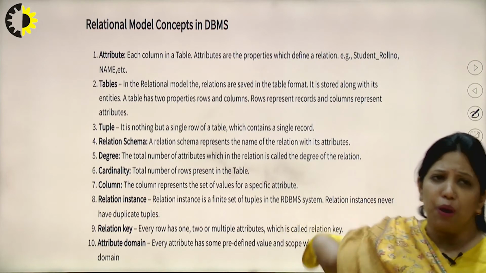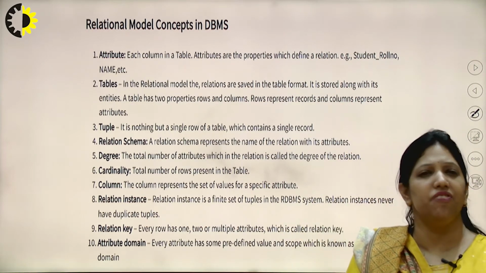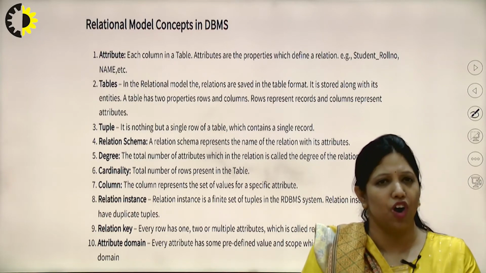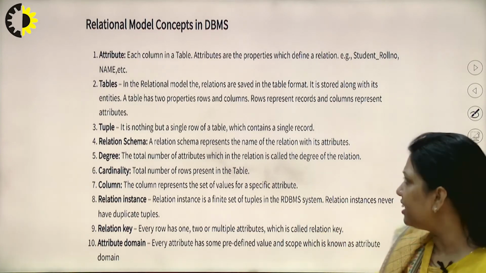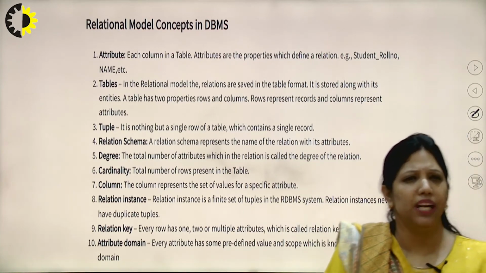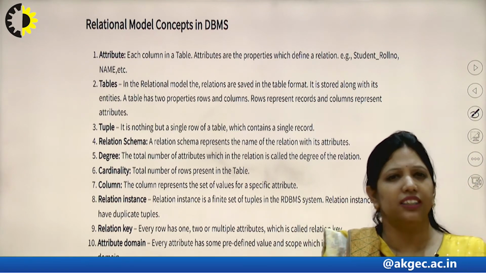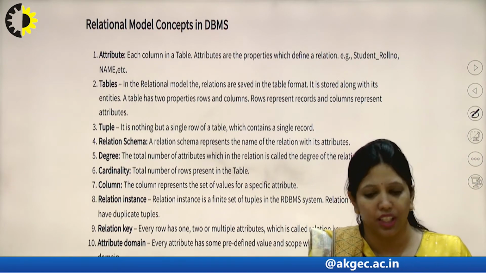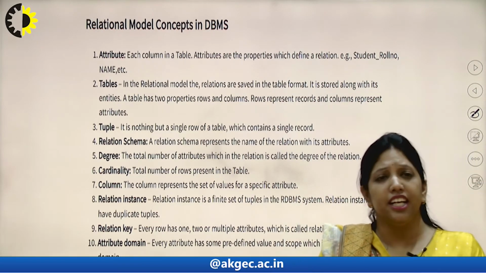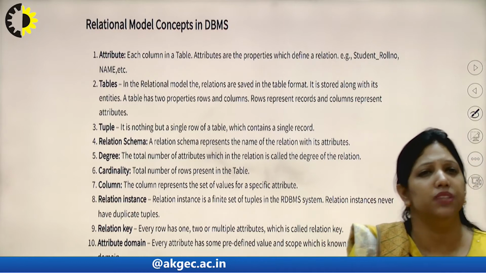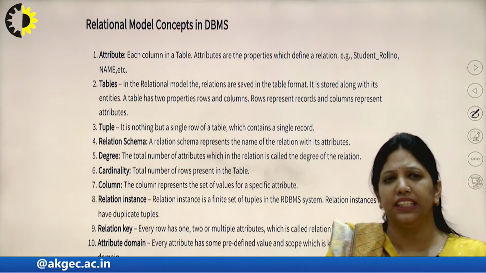The second term is tables. In a relational model, the relations are saved in table format. A relation is stored along with its entity name. A table has two properties: rows and columns. Rows represent the records and columns represent the attributes. Each table has a unique name that defines the name of the relation, and in each table we have certain columns and rows. The rows represent the records, the values, and the columns represent the attributes.